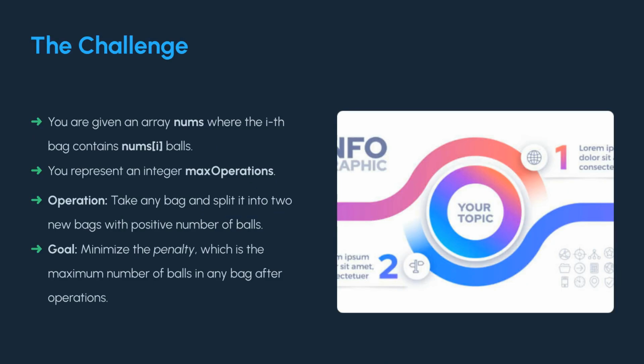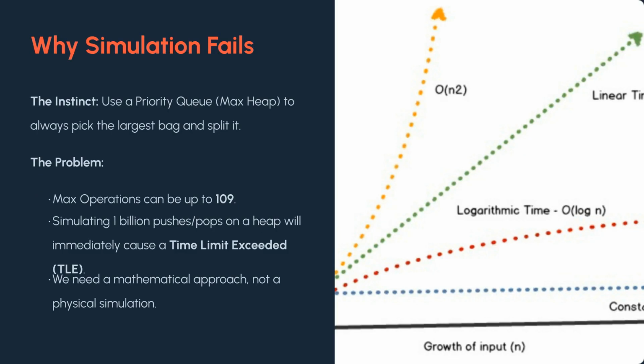The challenge provides an array of bags with a specific number of balls and a limit on the maximum number of split operations allowed. Our goal is to minimize the penalty, which is the maximum number of balls in any bag after all operations. Initial instinct might suggest a priority queue simulation to always split the largest bag. However, with max operations up to 10^9, simulation causes a time limit exceeded error. We require a mathematical approach.